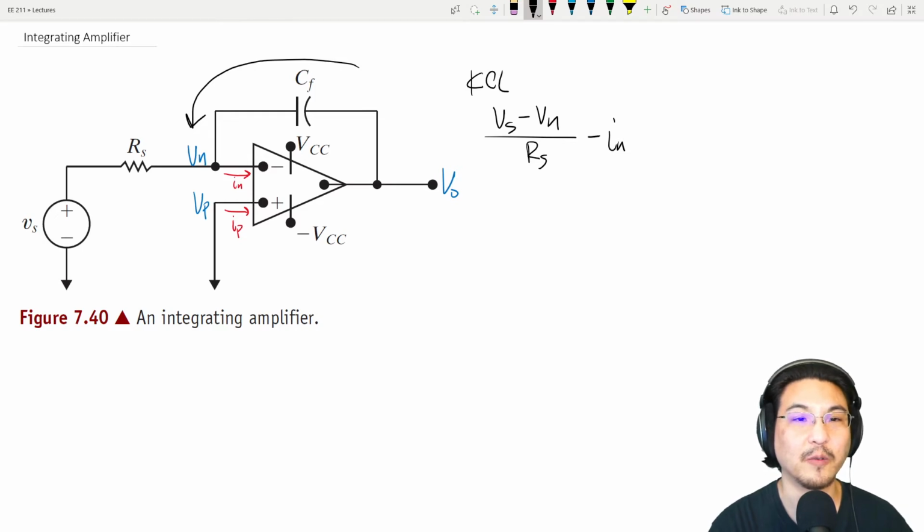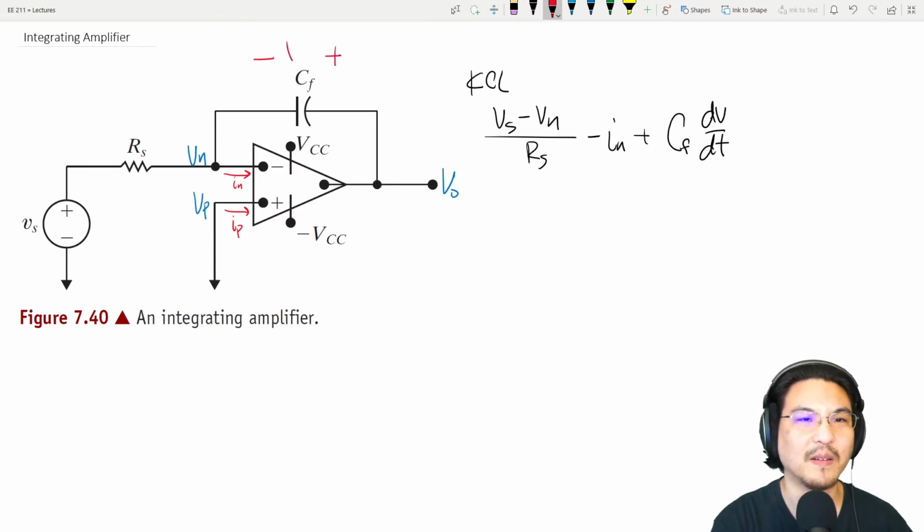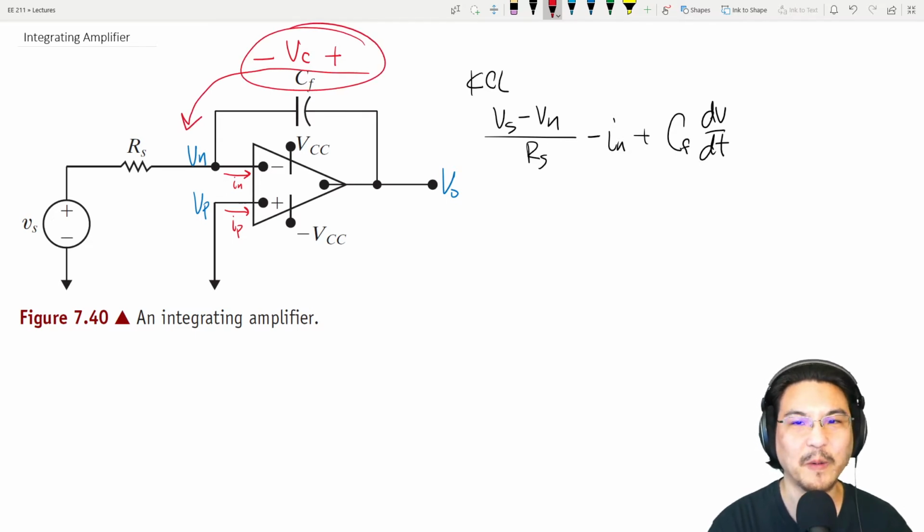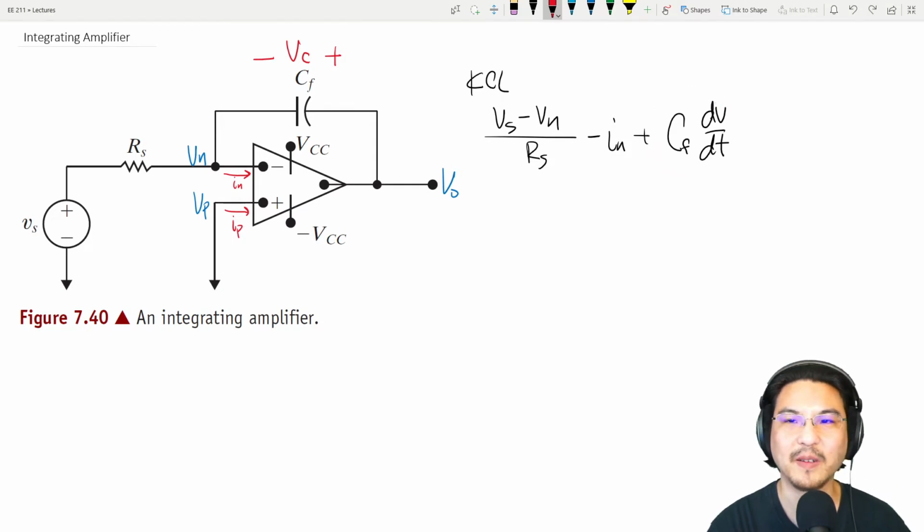is through the capacitor. So what's the current through the capacitor? C dV dt. Let me label, the voltage would be here across the capacitor. I made the current this way, right? So I'll label the voltage that way. Okay, so this is the current through the capacitor, and that's it.